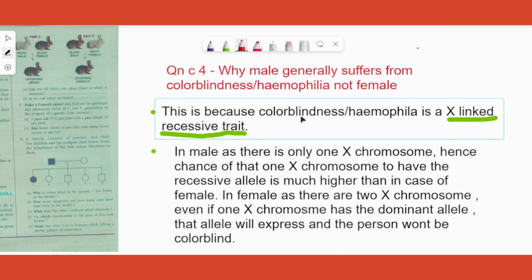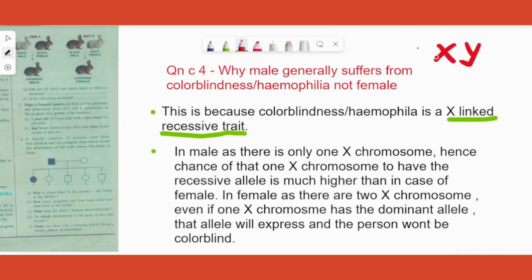Which one? Colorblindness or hemophilia, whichever they ask. It is an X-linked recessive trait. Write that point down for 1 mark. And then you are explaining: in males, as there's only one X chromosome, the chance of the recessive allele being present on the X chromosome is much higher. I hope you can write this down simultaneously.